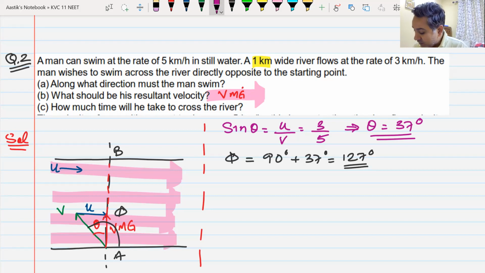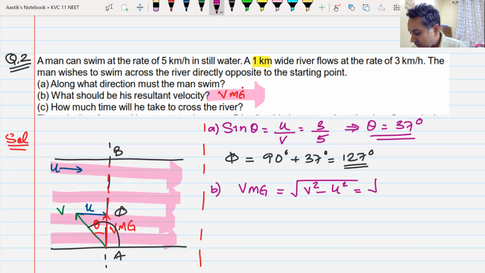What is the resultant velocity? Question number B. The resultant velocity is the velocity of man with respect to ground. You can see it from the right angle triangle. It is equal to under root of v square minus u square, under root of 5 square minus 3 square, and that is nothing but 4. I told you Pythagorean triplets: 5, 3, and 4.